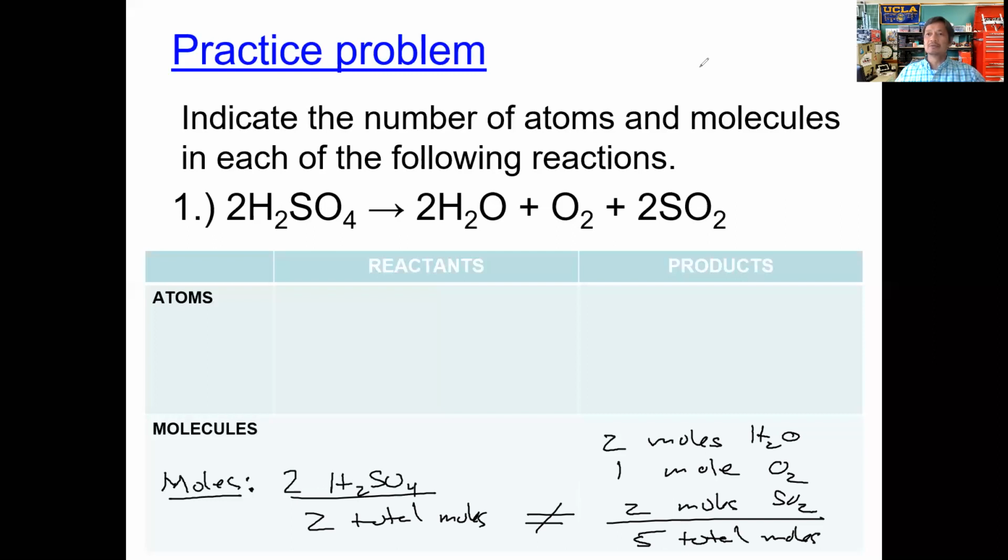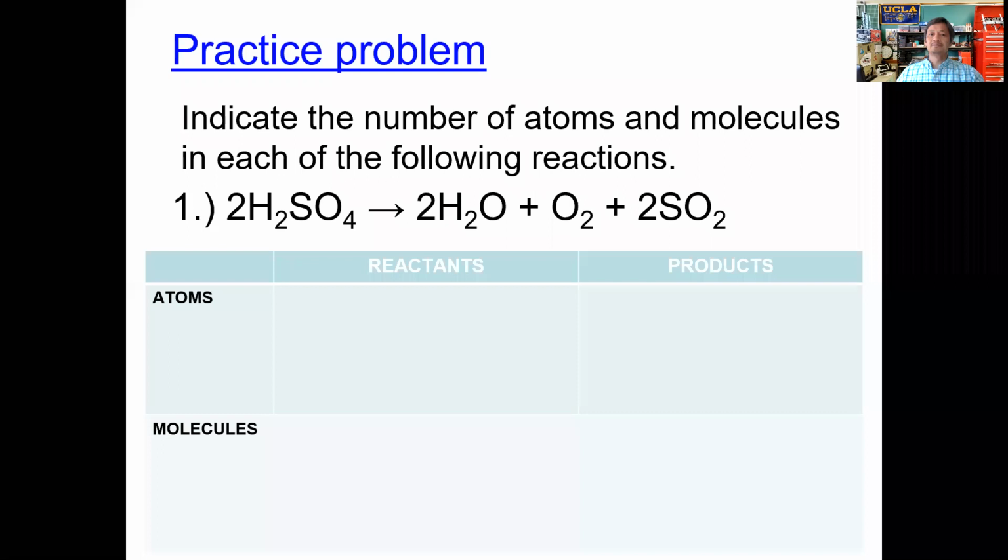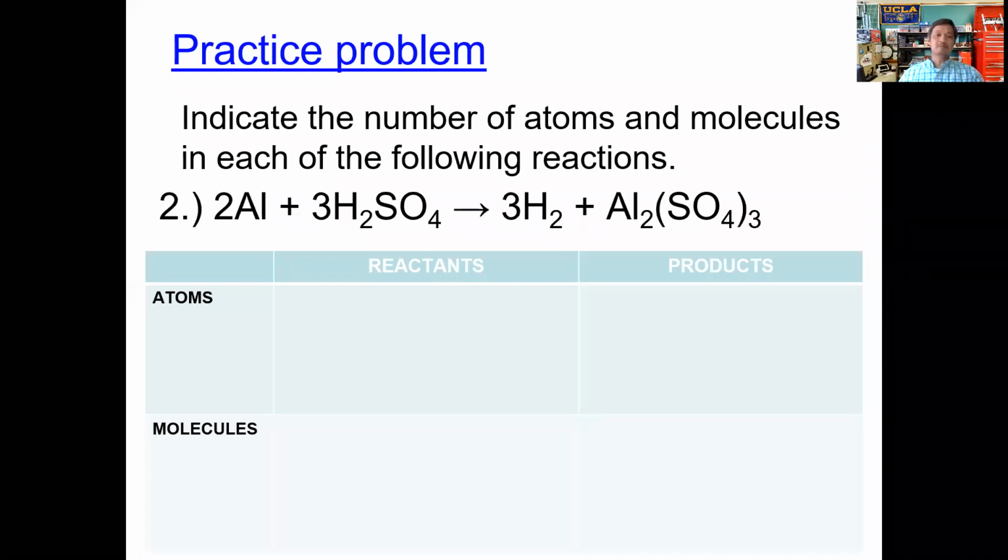Let's do the next one and see what we get. Let's count the atoms, molecules, and moles. I'll write moles in there in just a moment. Let's count atoms, molecules, and moles really quickly. Let's count atoms first.